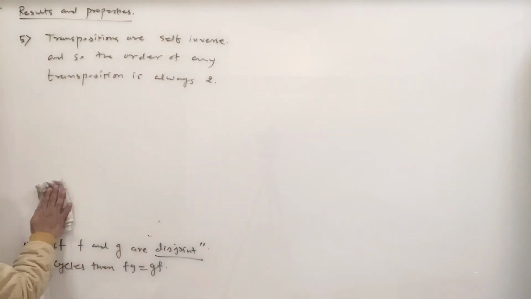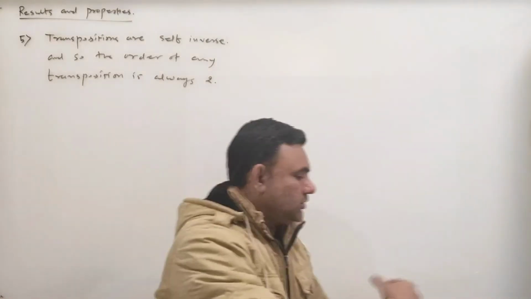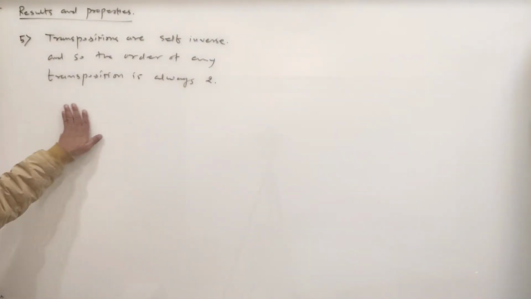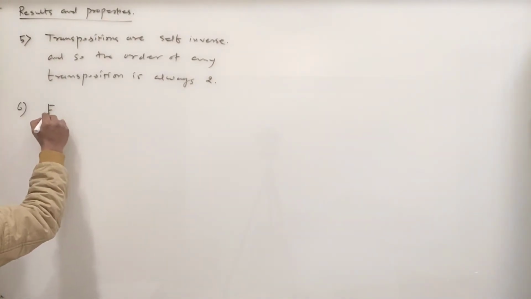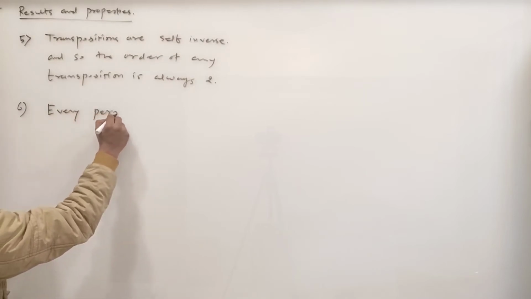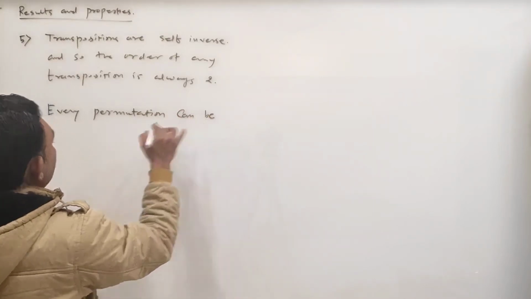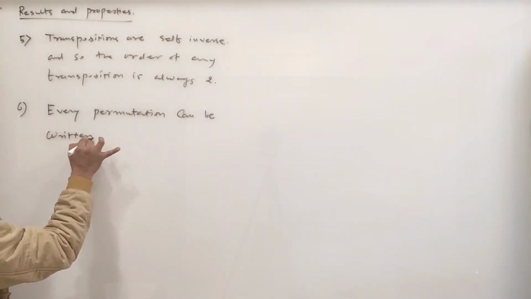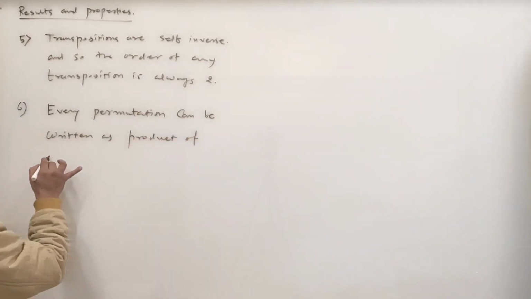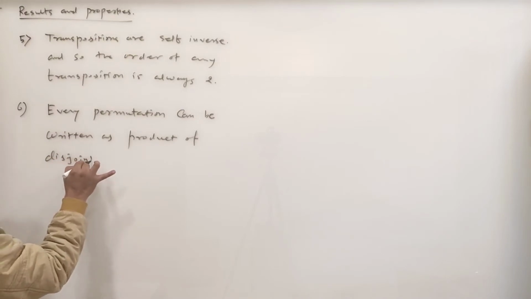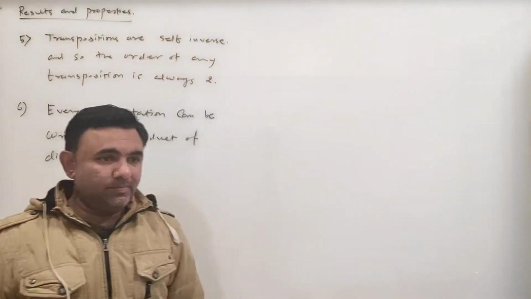Will not prove it. प्रूफ आपको किसी भी टेक्स्ट में मिल जाएगी, and it requires some notations and it's time consuming. Proof is very easy. Every permutation can be written as a product of disjoint cycles, and this is very important phenomena in Sn.